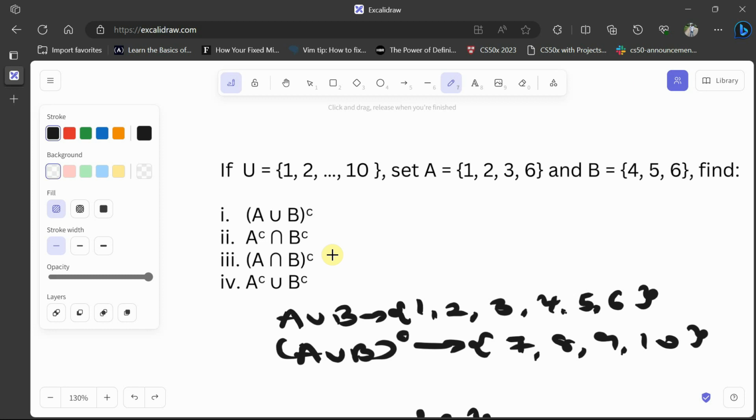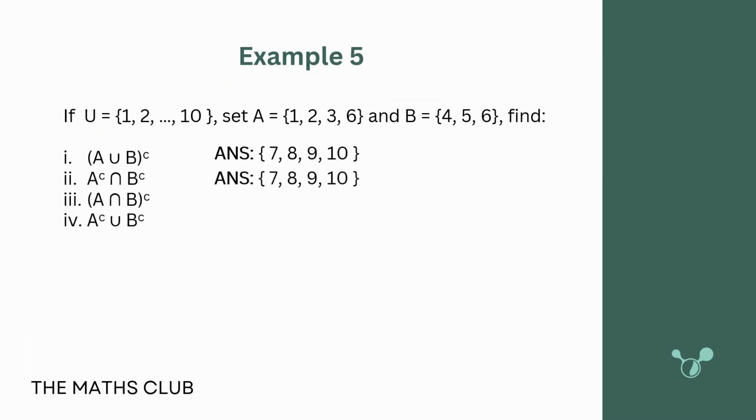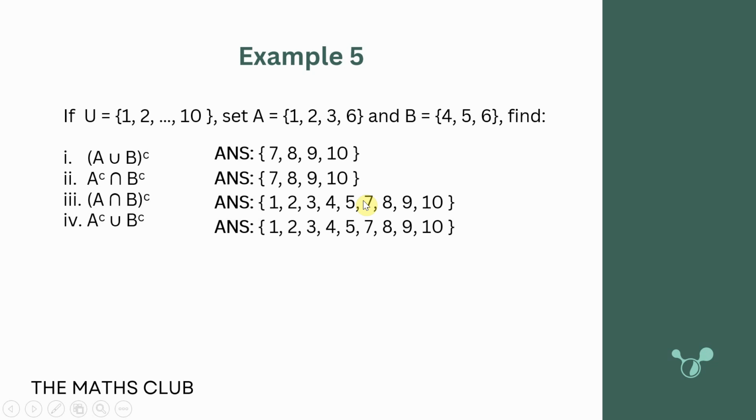Well done. Let's check it together. This is our answer for this one. See the same thing. You can see number 6 is missing, and you should get the same thing for IV. So that's basically it about the law.